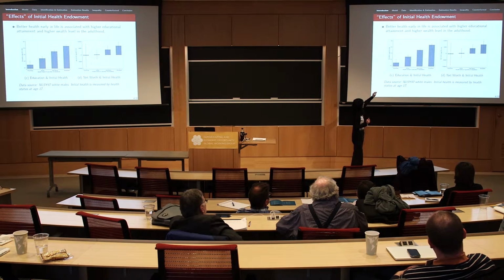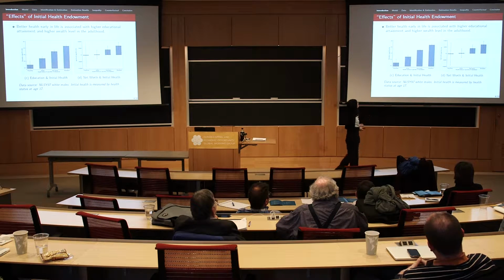In the data, we measure individuals' health in one of the measures: at age 17, what is your self-reported health status? And on the y-axis, we plot the years of education in later life, age 25 to age 30. You see that individuals who report excellent health at a very young age, age 17, also tend to have high education in their adult life.